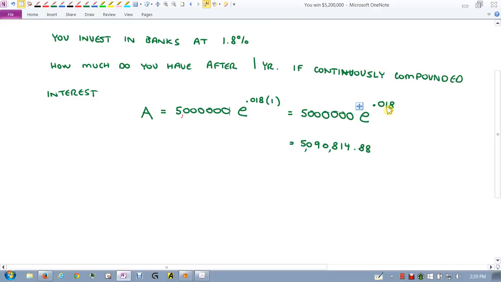256,000. That's with 5 million at 5% instead of 1.8%.